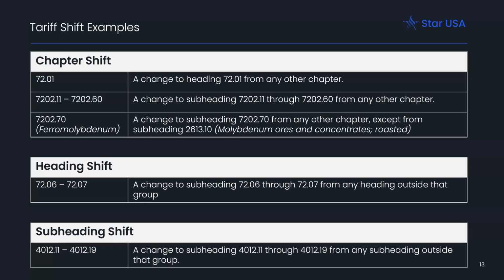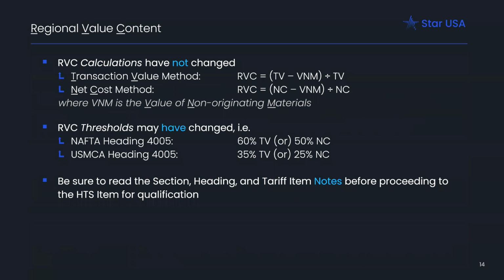And then an example of a subheading shift here: a change to subheading 4012.11 through 4012.19 from any subheading outside that group. And again, outside that group, 4012.11 through 4012.19 is inclusive. So you cannot have a 4012.12 become a 4012.14 and meet the shift. You have to come from outside of that group. And it does include 4012.19 within that group. Hopefully that paints a clear picture of the tariff shift.